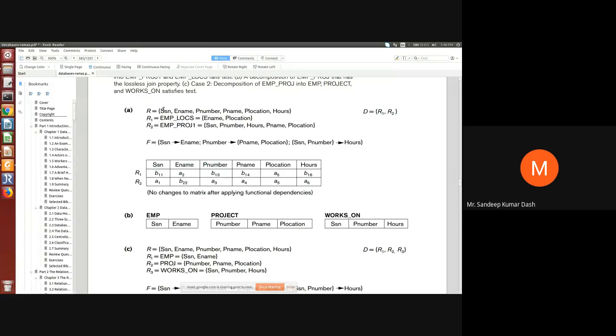Okay, write all the attributes present in the table: SSN, ename, P number, P name, P location, hours. Fine. Then on the left hand side, how many divisions did you make? R1, R2. So that many tuples will be there, that many rows will be there. One is for R1, one is for R2. If it would have been R1, R2, R3, then another row would have been there. Now it is having only two divisions, R1 and R2, so you make two rows.